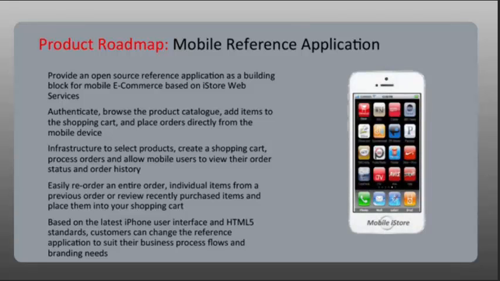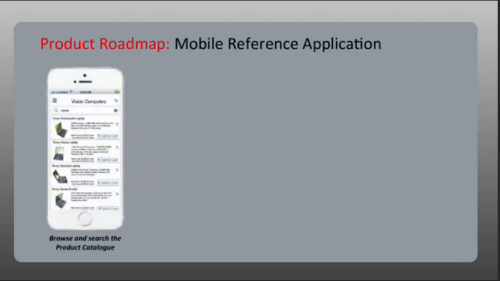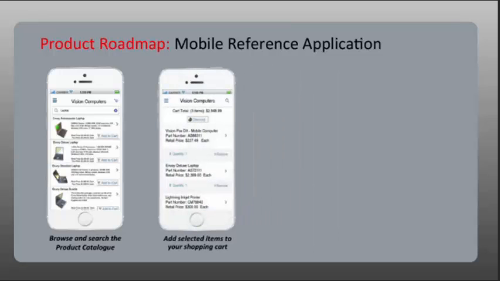So customers can take what we give them out of the box, use it vanilla, or change it to suit their own needs, and then give that to their customers such that from a mobile device, I can place an order with iStore. What that gives me is the ability to browse the catalog, to search the catalog, and choose the items that I want, as you see here on the left, and then move on to the checkout process, where I put items into my shopping cart and go through checkout.